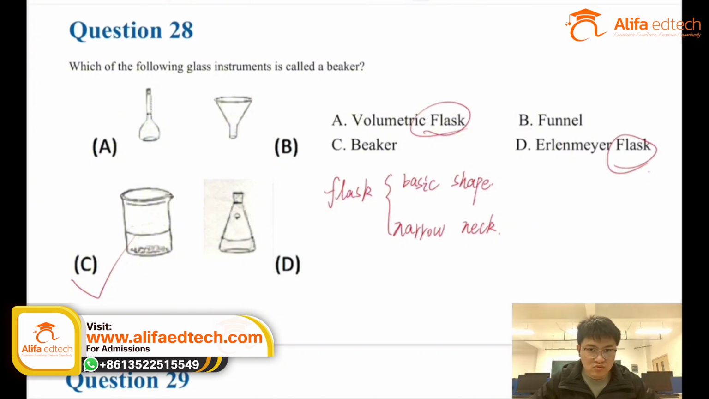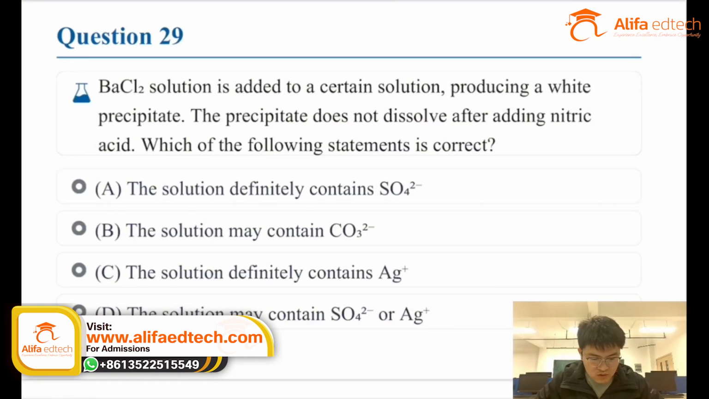Now, question 29. A solution is added to a certain solution producing a white precipitate. The precipitate does not dissolve after adding nitric acid. Which of the following statements is correct? What the whole question tells us is to add barium chloride to a solution. It produces a white precipitate, and this precipitate is insoluble in nitric acid. Then which of the following is correct for this solution?